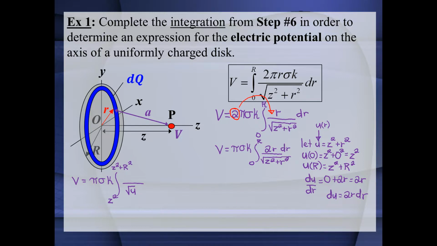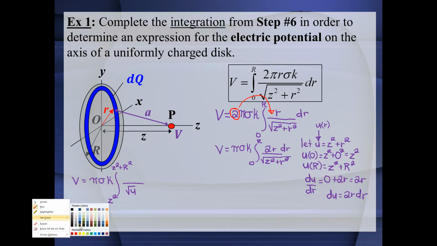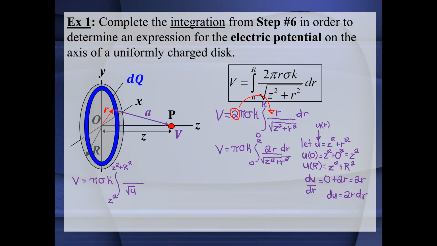Now, the reason I want to do that is because if you look back in your integral, so let's highlight this, 2r dr, look, 2r dr is in the numerator here. So I can actually replace the entire numerator with du, okay?